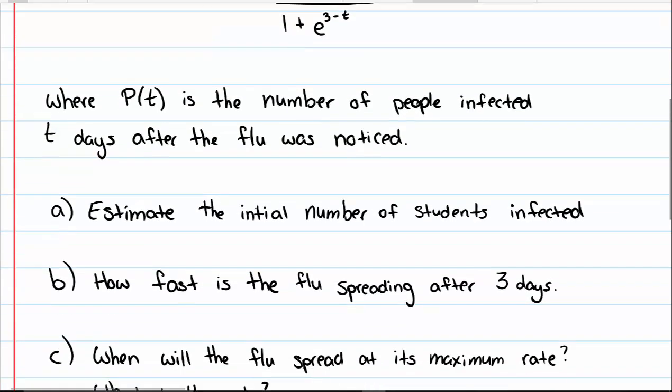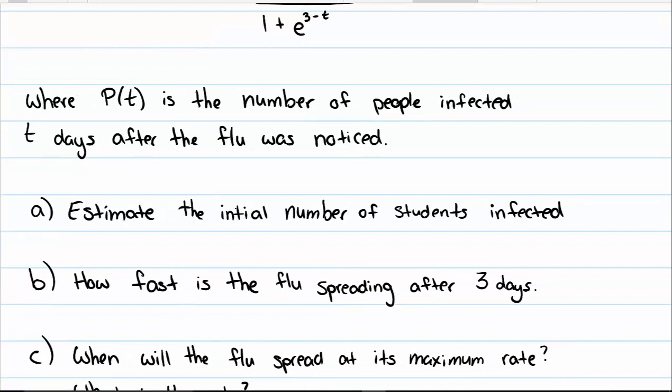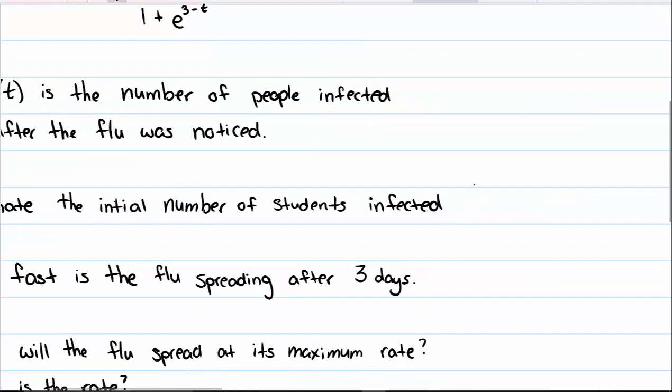Part A says estimate the initial number of students infected. Well, this is commonly known as our y-intercept. And this is when t is equal to 0.